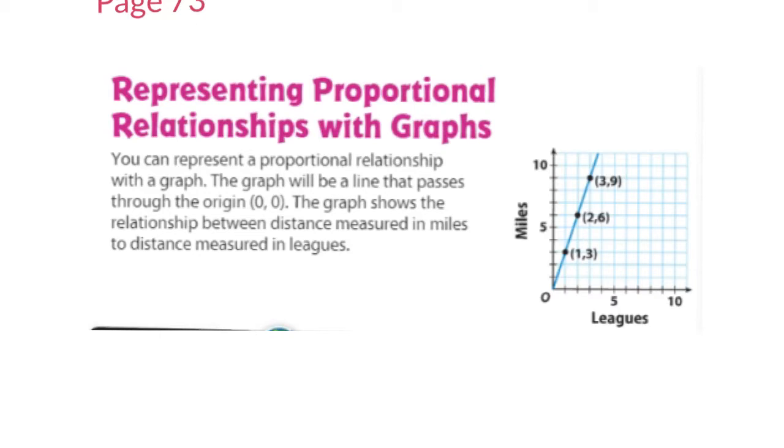And when you look at a graph, if you want to know if it's proportional, the only thing you have to look at is the origin. If a line passes through the origin, then it's going to be proportional. So that's the key when you're given a graph to see if it's proportional.